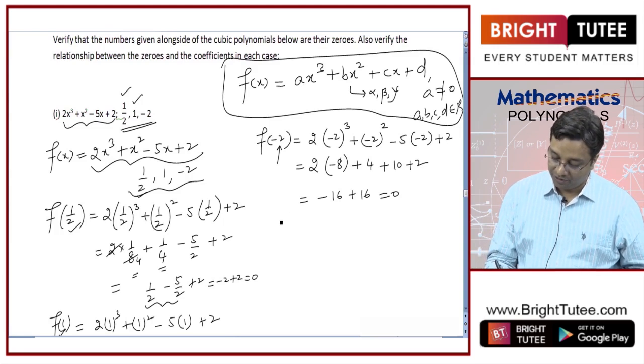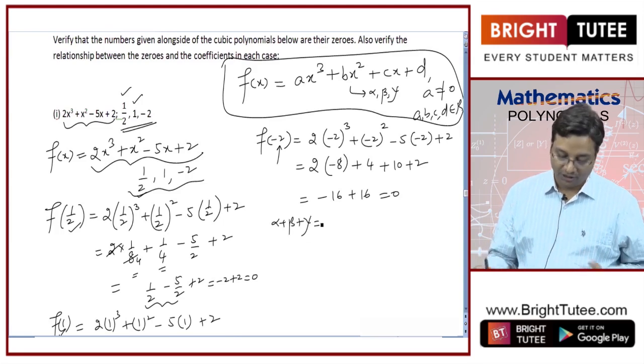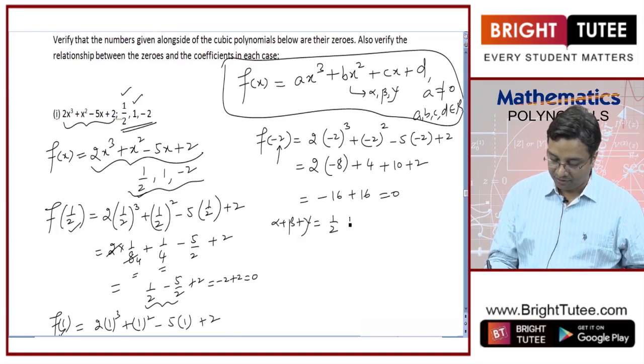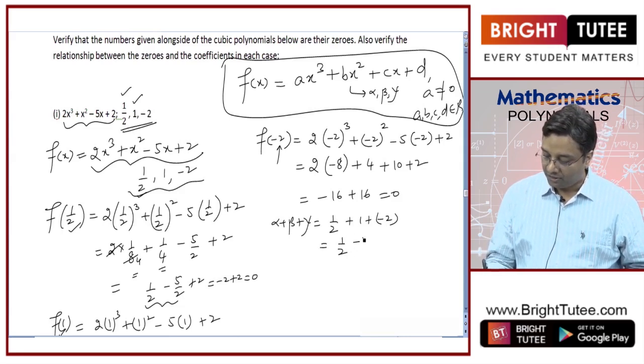Okay. So don't get confused when I write alpha plus beta plus gamma. I am just saying the sum of zeros. So what will be the sum of zeros in this case? 1 by 2 plus 1 plus minus of 2. So it will become 1 by 2 minus 1, which is equal to minus 1 by 2.